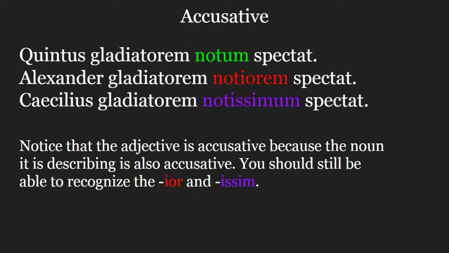What about in the accusative? Those were nominatives, right? The subject was the one who was smart. Let's change things around, and let's now put it in the accusative. Let's describe an object that something is happening to.